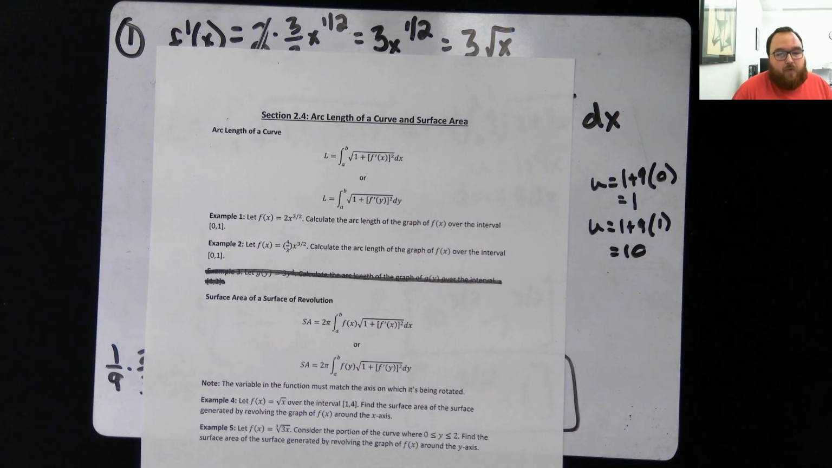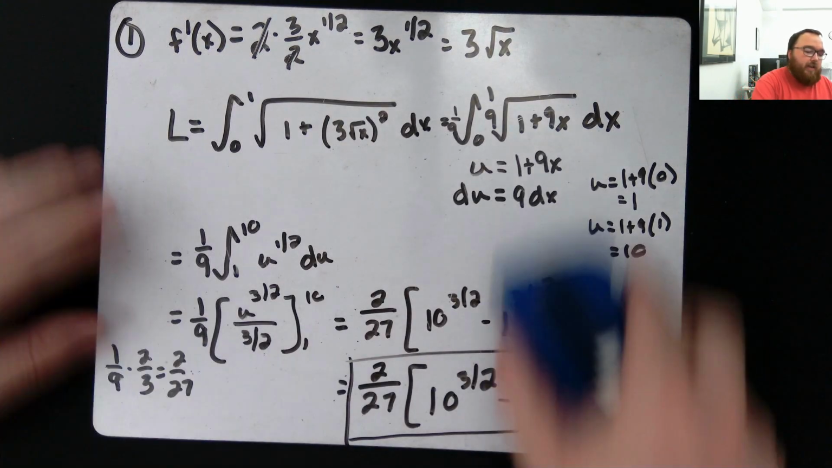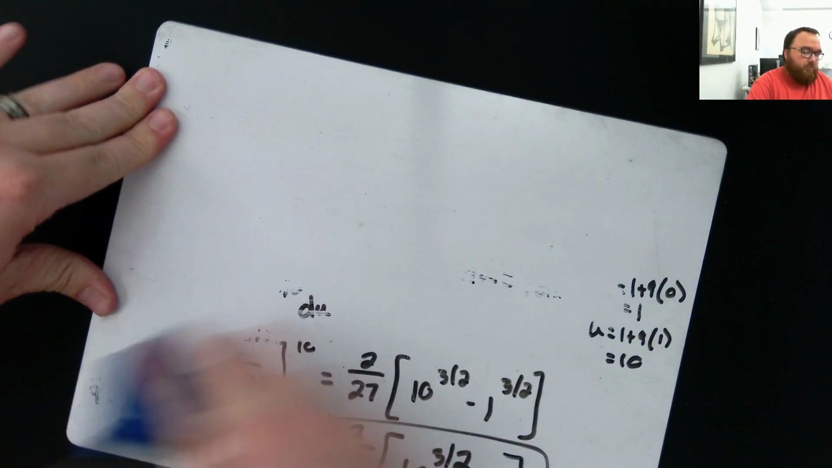Same thing, let f of x be equal to 4/3 times x to the 3/2. Calculate the arc length of the graph from 0 to 1. So we're going to do the same thing. First thing I need is the derivative.